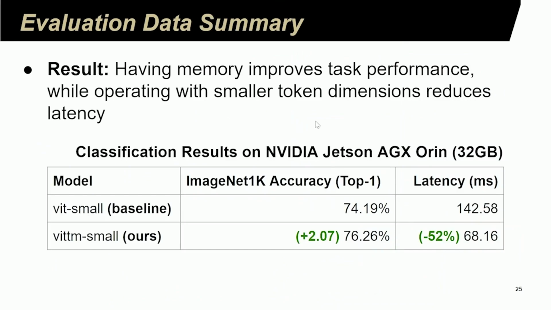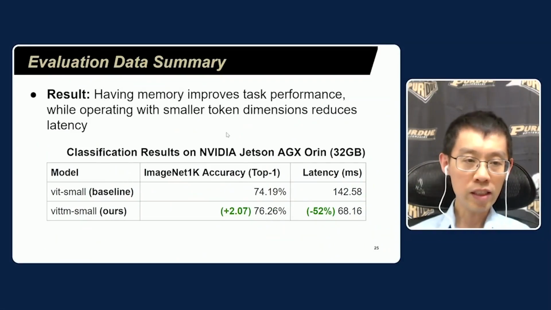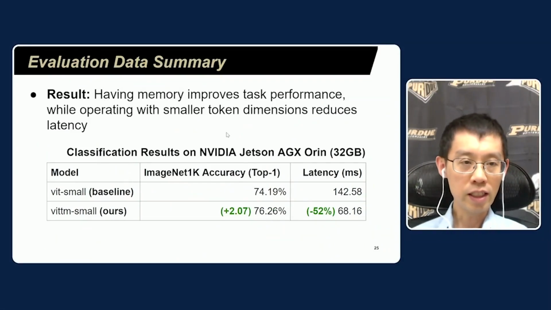Our preliminary results show that this method is pretty promising. We have tried this on an embedded system, Jetson Orin. It has 32 GB memory, and we use ImageNet-1K as our dataset. And then we compare our method with ViT-Small as a baseline. As you can see here, we can actually improve the accuracy by about 2%, and we also can reduce the latency by 50%. So this is a very promising result. We are currently expanding our method to other types of tasks, including segmentation and so on.